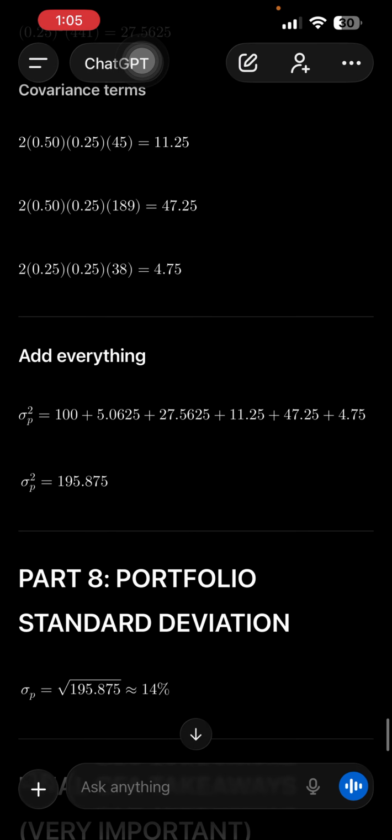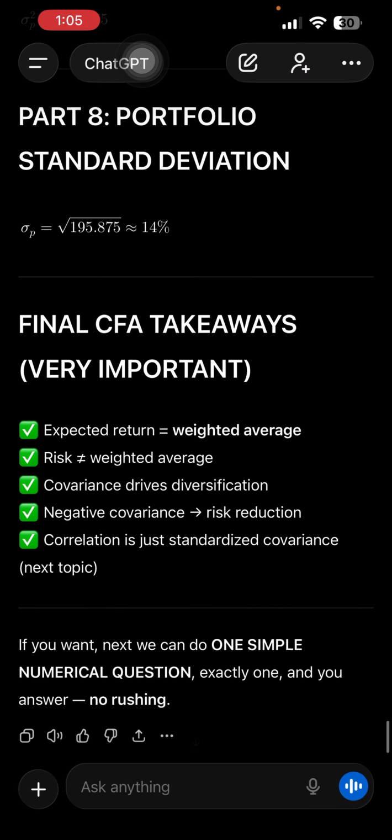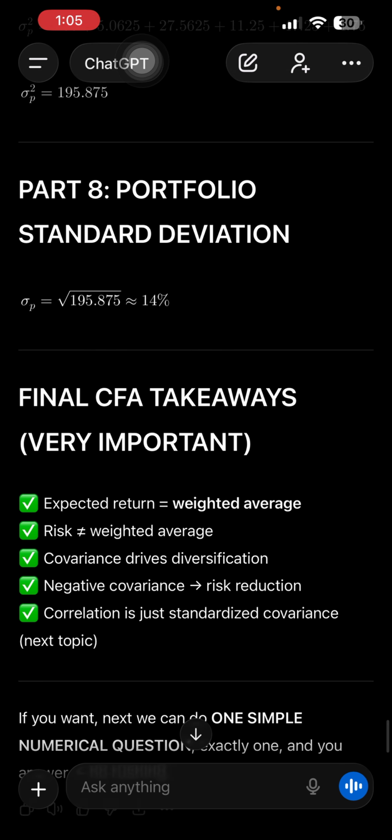Hence, on summation of all these things, you will get 195.875. Now what do we want? We want the standard deviation. Standard deviation is the square root of variance. Hence the square root of 195 is about 14%. So that is the portfolio standard deviation.